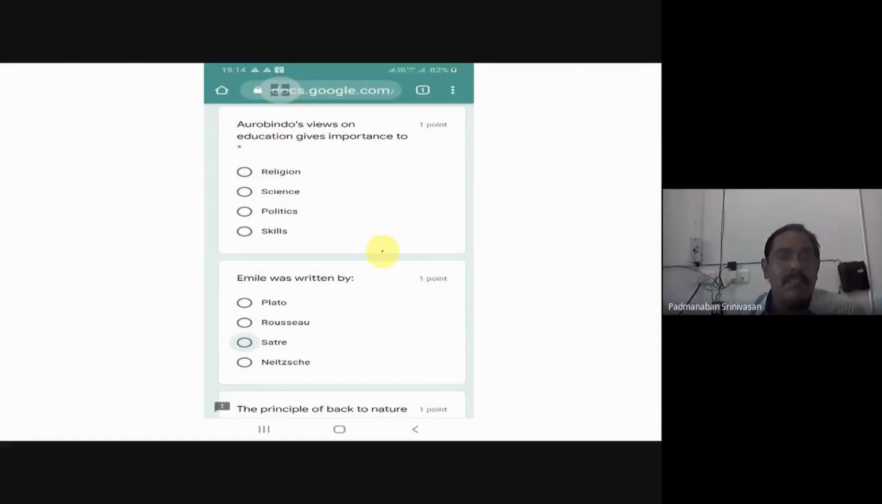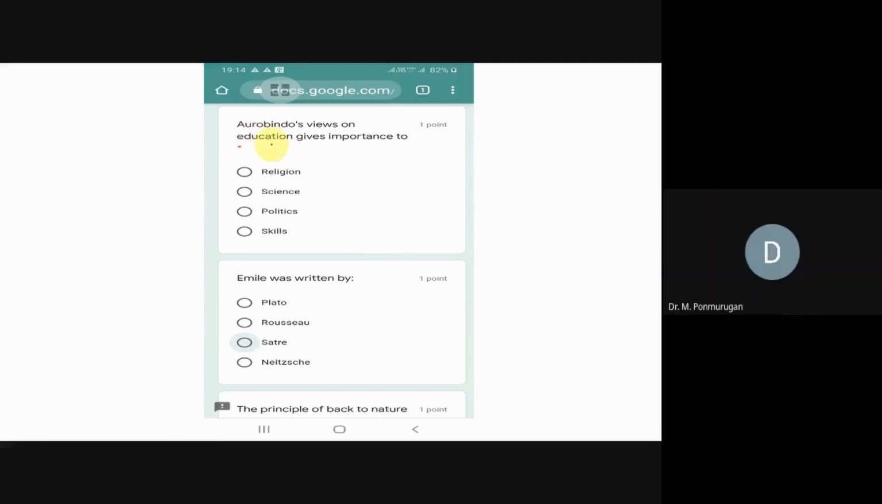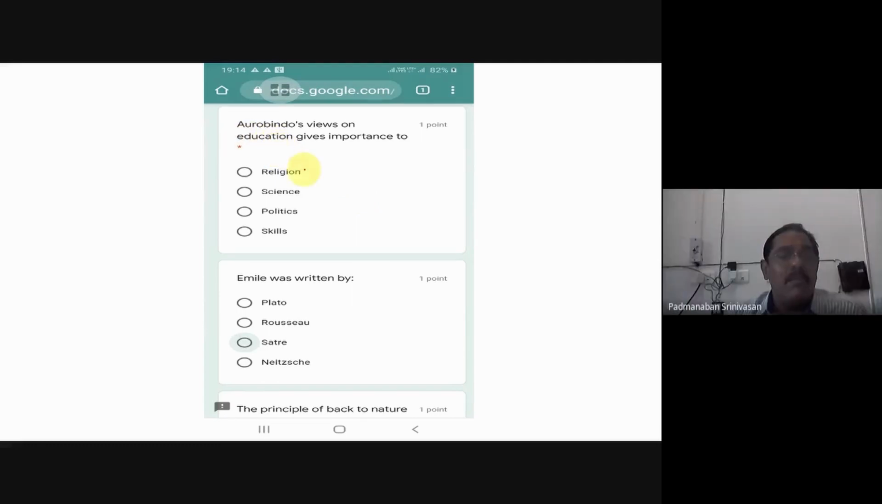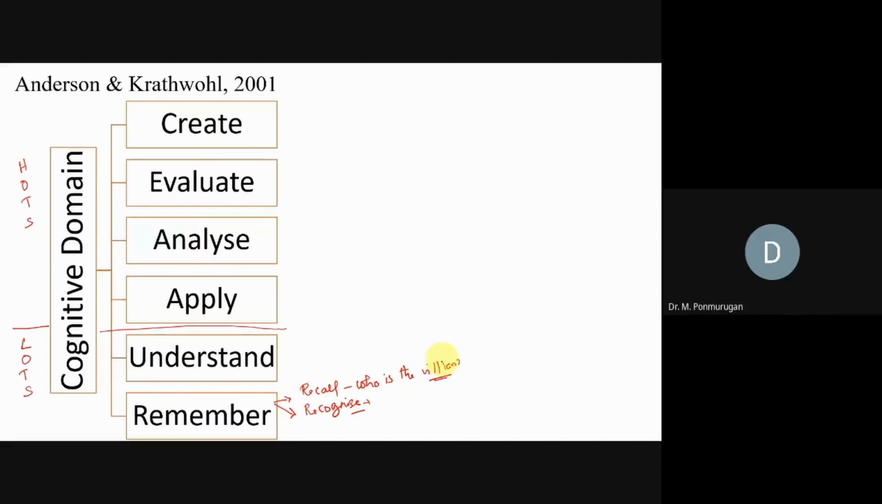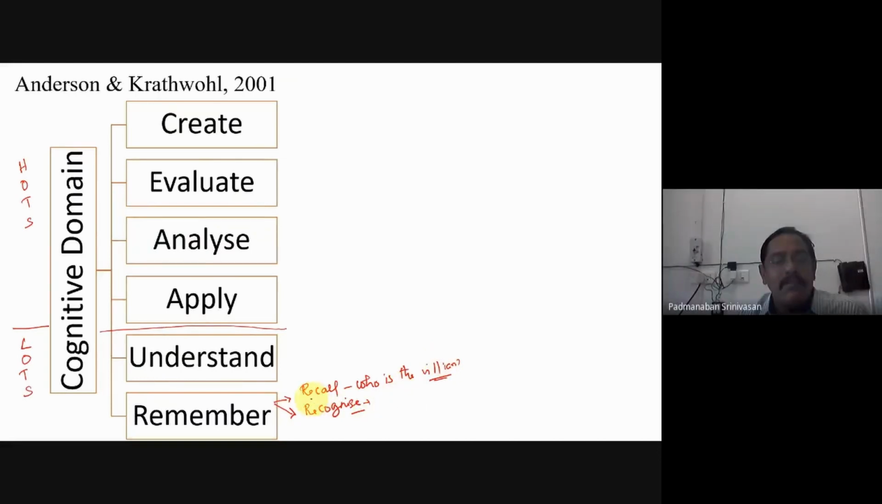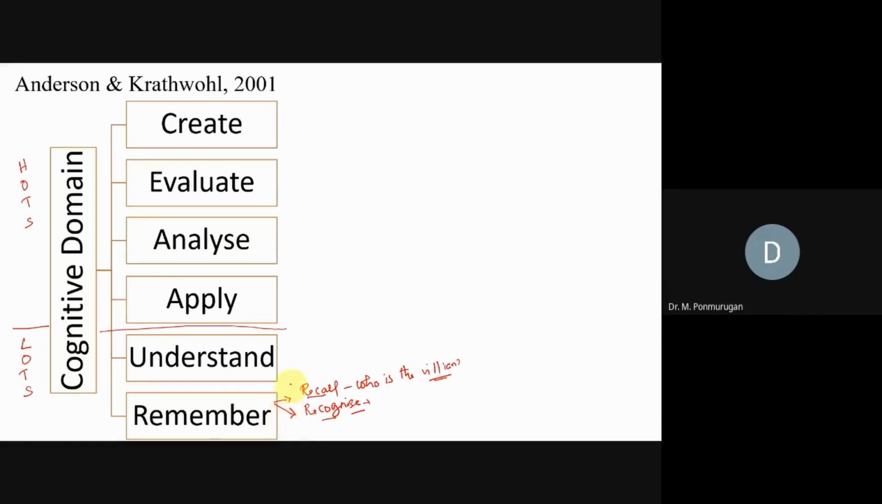These are the questions. Multiple choice: in multiple choice, there are options. From among the options, we have to choose the answers. Therefore, these types of questions will come under recognition. Fill in the blanks: those types will come under the recall type. Okay, therefore, this is the difference between recall and recognize. These 2 come under remember.